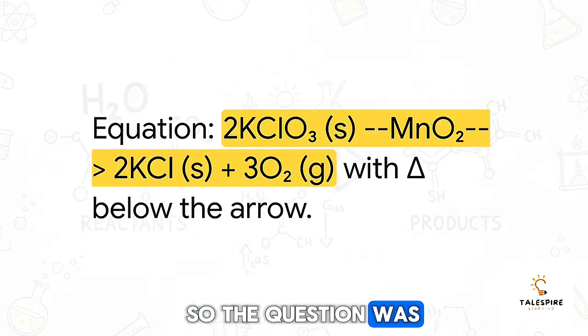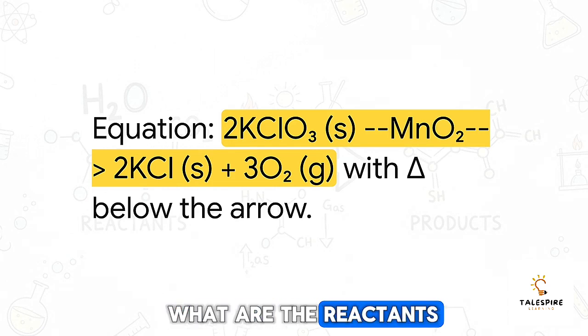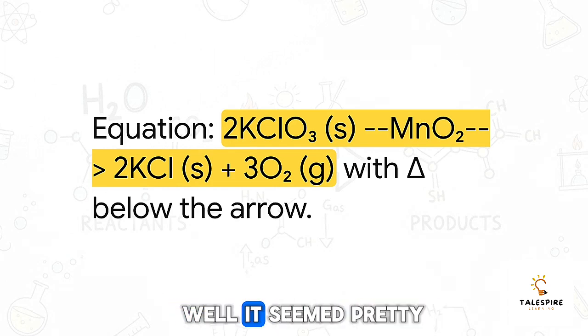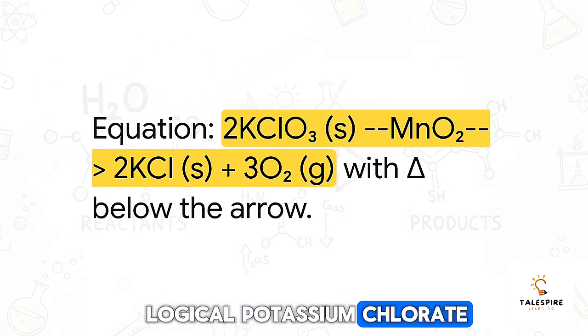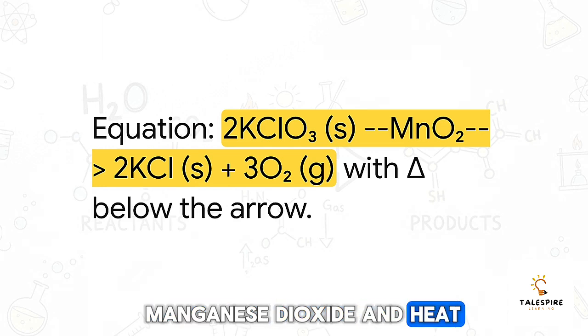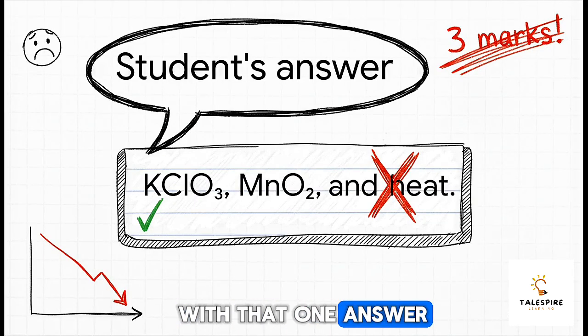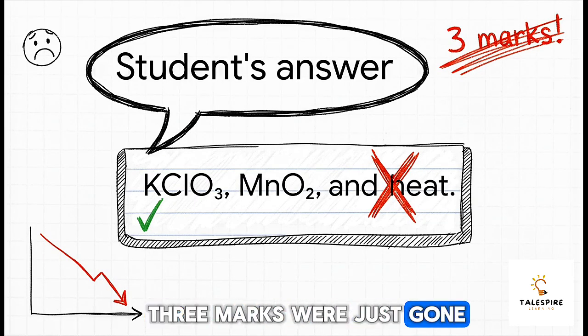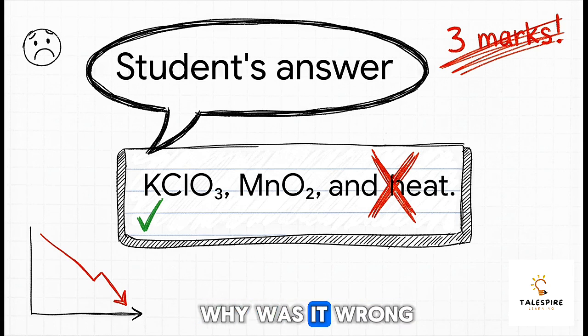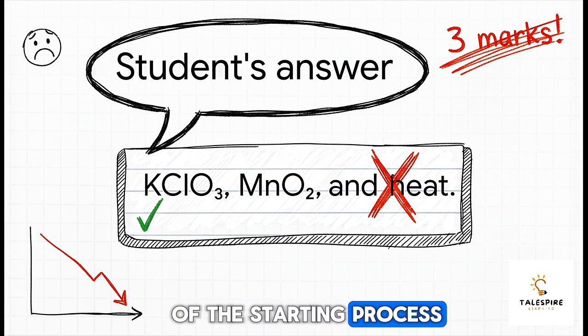So the question was simple enough, right? What are the reactants? And a student's answer seemed pretty logical: potassium chlorate, manganese dioxide, and heat. And bam, with that one answer, 3 marks were just gone. But why was it wrong? I mean, everything listed seems to be part of the starting process, doesn't it?